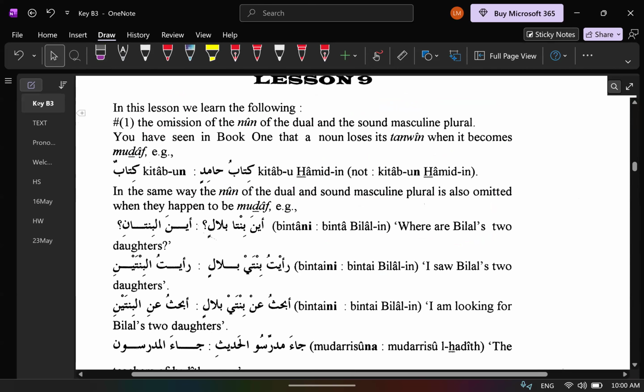So in this lesson, we learned the following: the omission of noon of the dual and the sound masculine plural. You have seen in book 1 that a noun loses its tanween when it becomes mudaf. For example, kitabun, kitabu hamidin. We don't say kitabun hamidin. No, the tanween gets dropped.